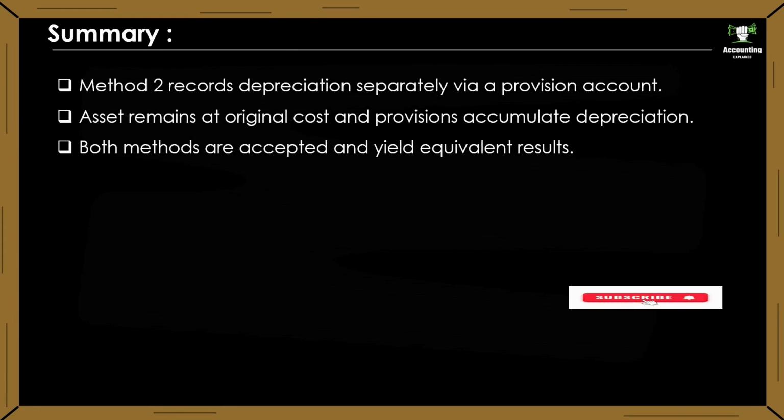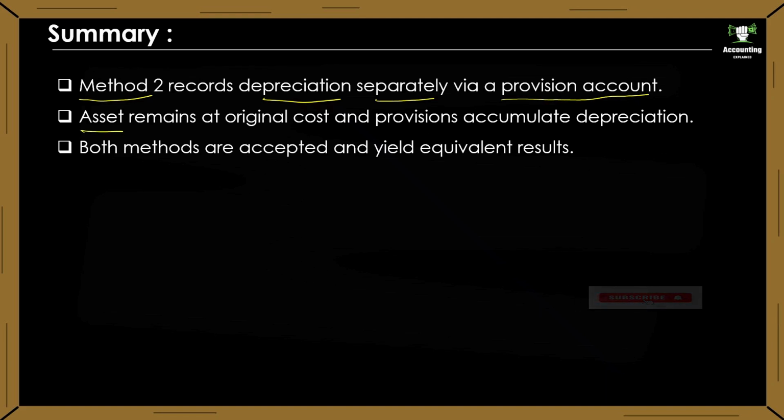Let's see a summary of what we have learned so far. Method 2, that is the provision for depreciation method, records depreciation separately using the provision for depreciation account. Here, the asset value is going to remain at the original cost, and the provision for depreciation account will have a balance of accumulated depreciation. Both the methods are accepted and are going to yield the same results.